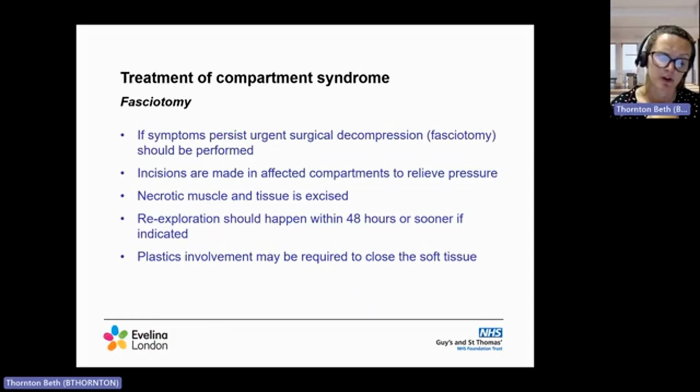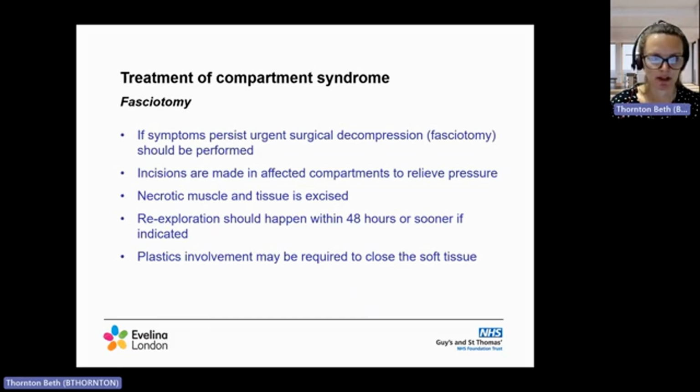They might need plastics involvement to be able to do that, particularly if there's been a lot of excision of tissue, or if the fascia has been open for longer than 48 hours. So if it's not resolved within that time, then you're likely to need plastics involvement. They might need to use vacuum assisted closure. So I don't know if your trusts use vac dressings, where you use a foam dressing to pack the wound, and then vacuum helps to slowly close it over time.